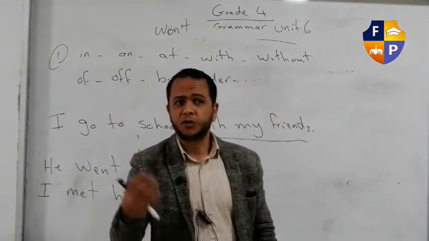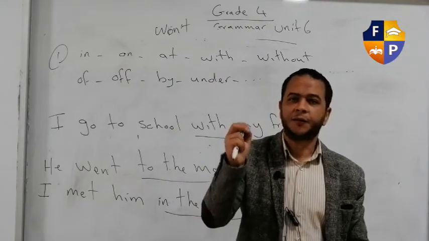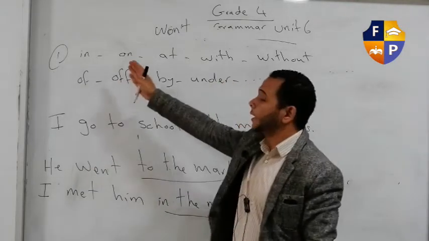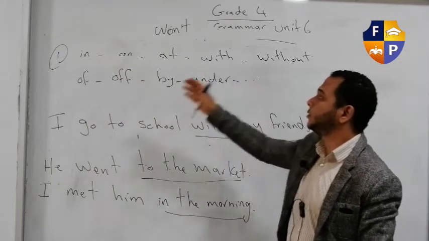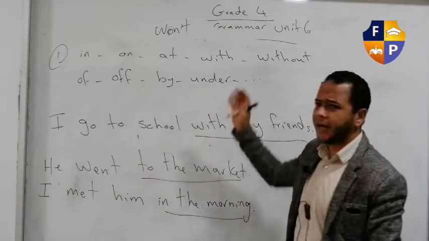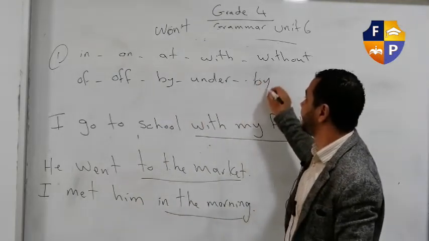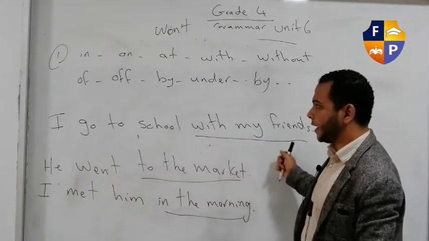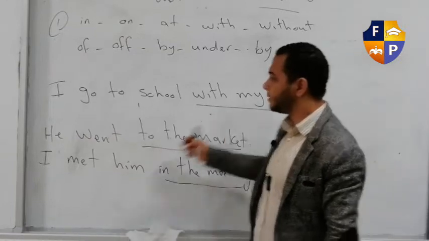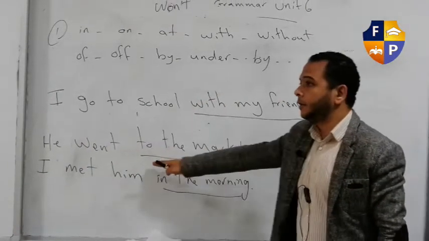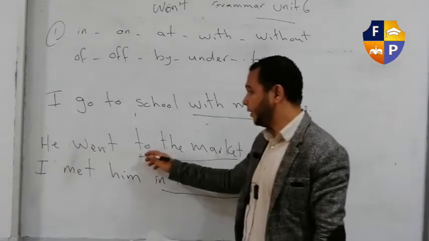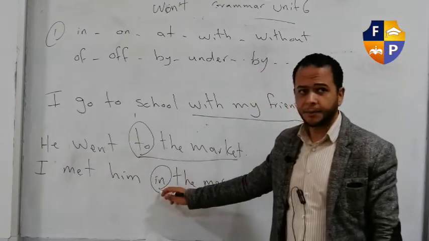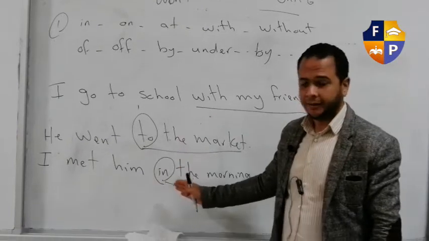Number three, what's the meaning of prepositional phrase? A prepositional phrase is any phrase that starts with a preposition. What are prepositions? For example, in, on, at, with, without, of, by, under, and so on. For example, I go to school with my friends. With my friends, this is a prepositional phrase. He went to the market. To the market, this is another prepositional phrase. It starts with the preposition to. I met him in the morning. In the morning, this is another prepositional phrase. It starts with in, okay?